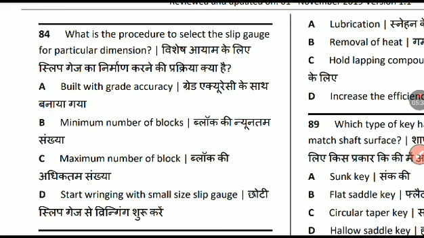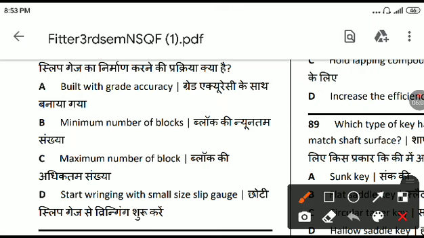What is the procedure to select the slip gauge for particular dimension? Option A, build with grade accuracy. Option B, minimum number of blocks. Option C, maximum number of blocks. Option D, start ringing with small size of gauge. The answer is actually minimum number of blocks.